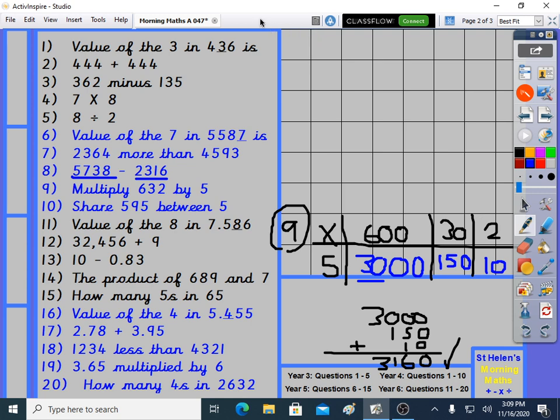So we'll do number 10. 595 share between 5.